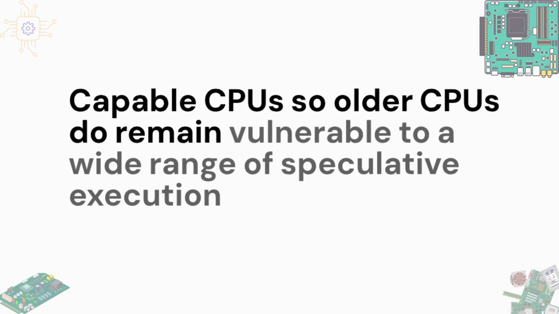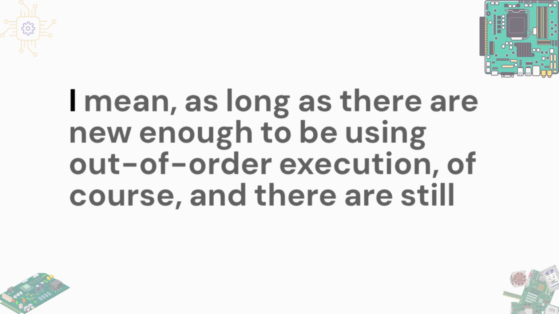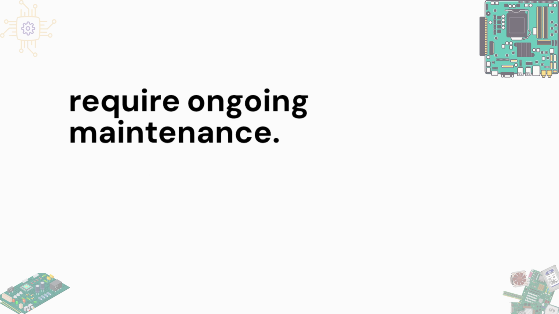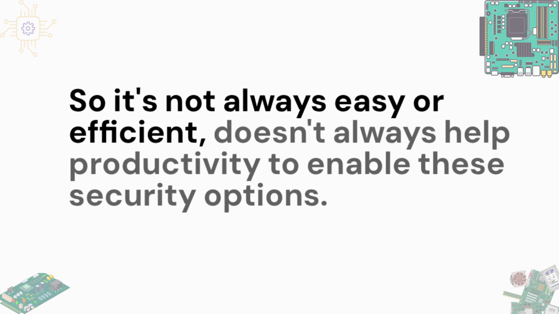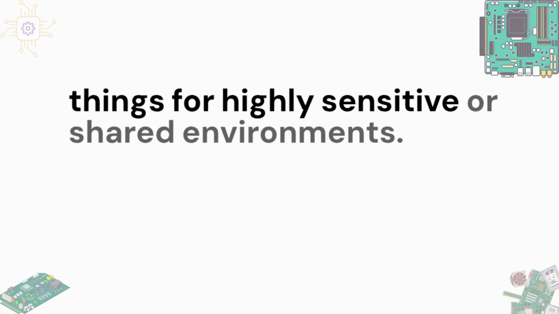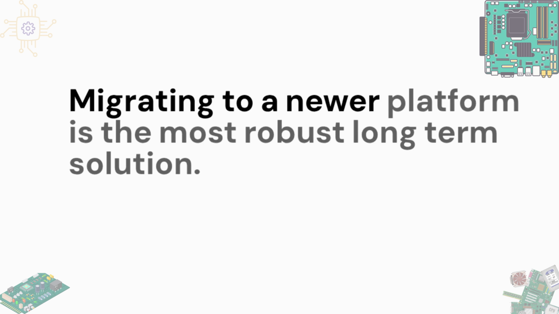So older CPUs do remain vulnerable to a wide range of speculative execution attacks without hardware-level protection. I mean, as long as they're new enough to be using out-of-order execution, of course. And there are still effective mitigations via OS, microcode, and configuration, but these often do come at a performance cost, and they require ongoing maintenance. So it's not always easy or efficient, and it doesn't always help productivity to enable these security options. So people use a lot of compensating controls sometimes when they can't do these things. For highly sensitive or shared environments, migrating to a newer platform is the most robust long-term solution.